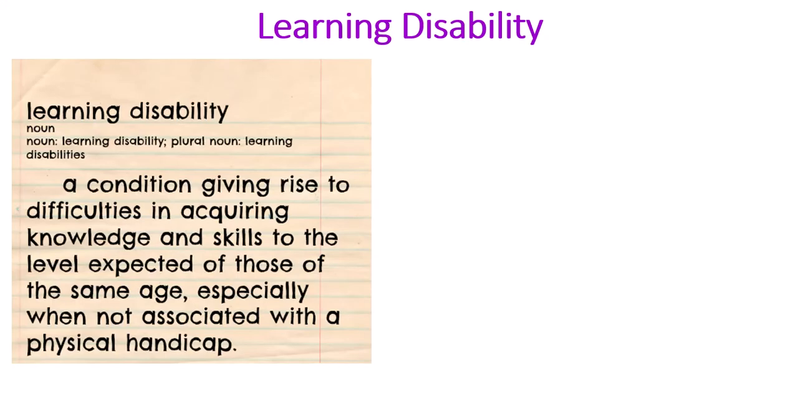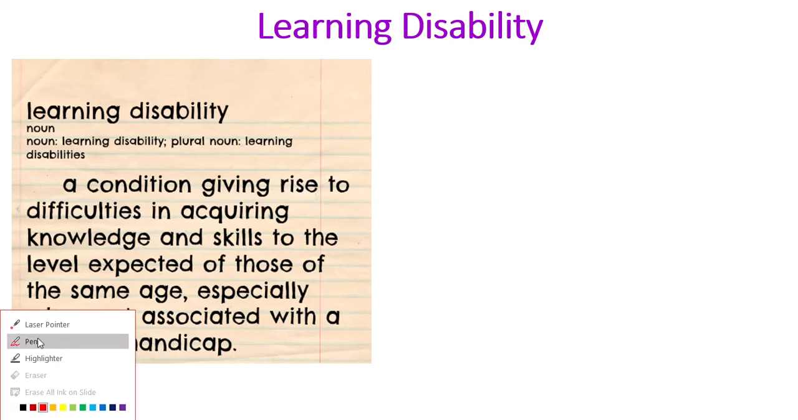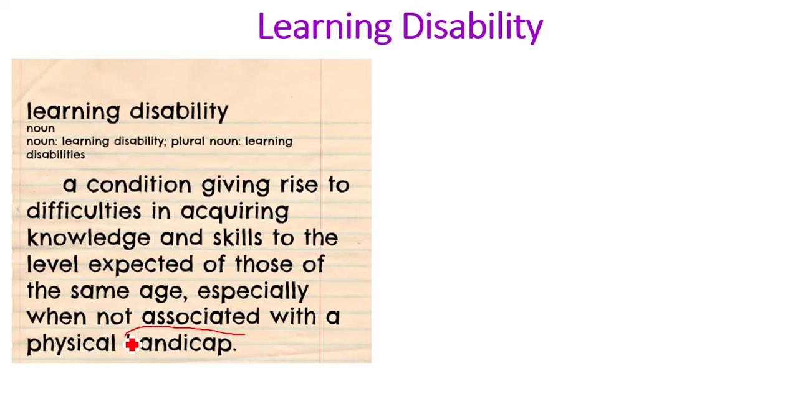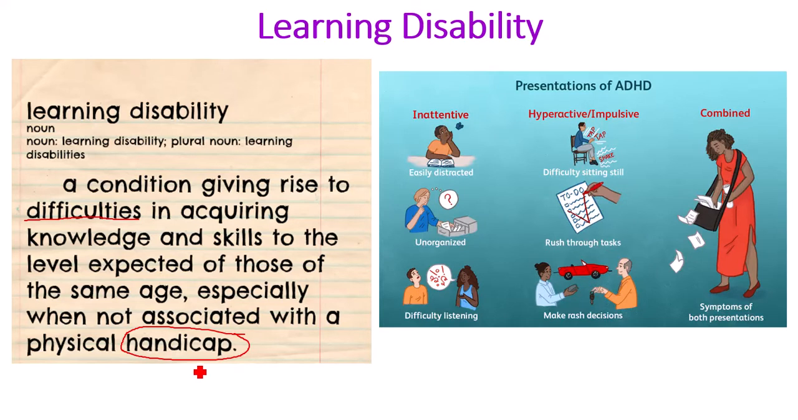Learning disability is defined as a condition giving rise to difficulties in acquiring knowledge and skills to the level expected of those the same age, especially when not associated with a physical handicap. Now, I hate this definition, but I think the key here is this last word: when we frame things in terms of learning disabilities, we look at them as being a handicap. So we only look at the difficulties rather than some of the strengths.